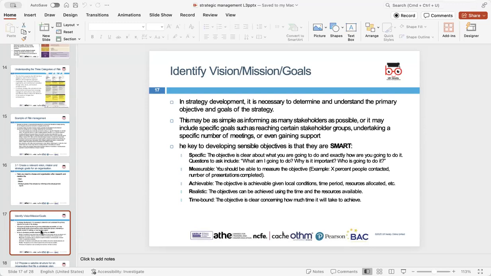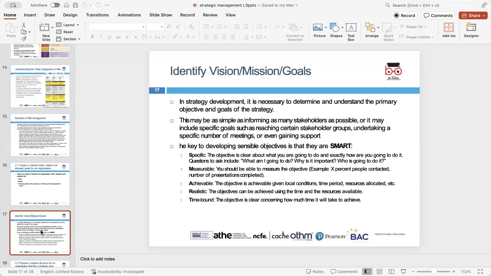Specific objectives clearly define what needs to be achieved and outline the steps to reach the goals. Measurable objectives include clear criteria for evaluating progress, such as reaching a certain percentage of market share or conducting a specific number of marketing campaigns. Objectives should also be achievable within the given time framework and resources available. Unrealistic goals can demotivate teams and lead to failure.